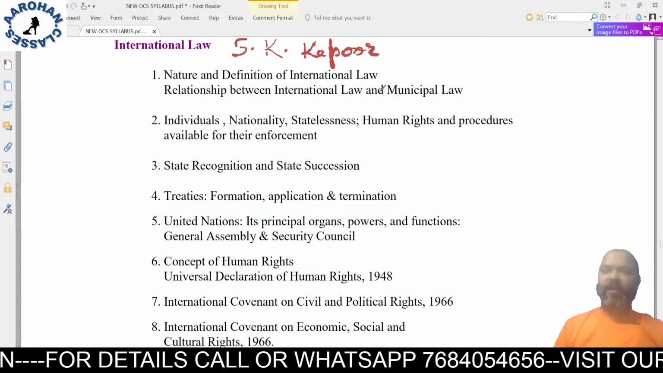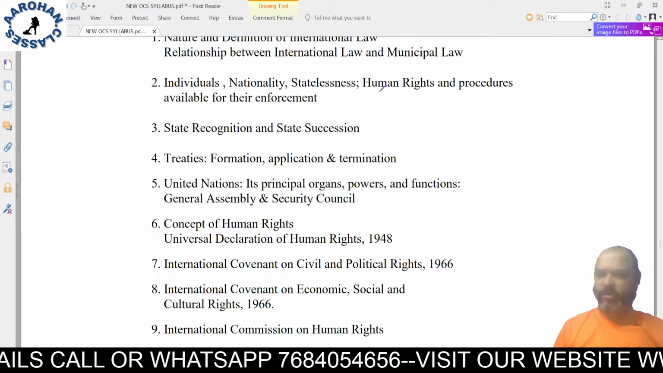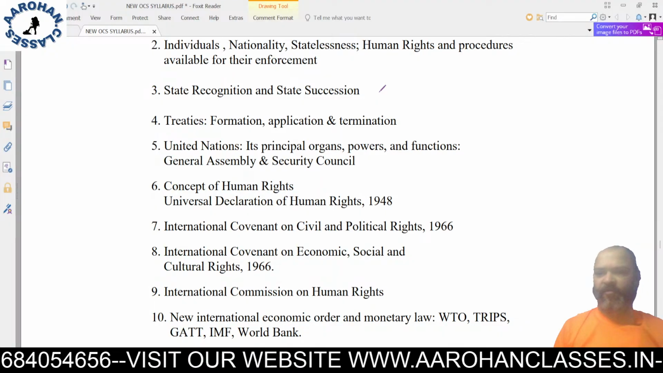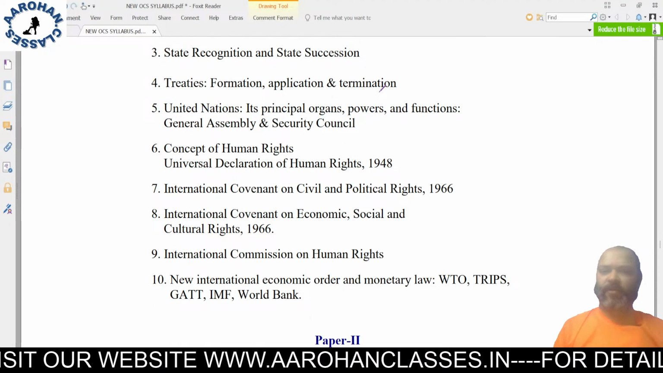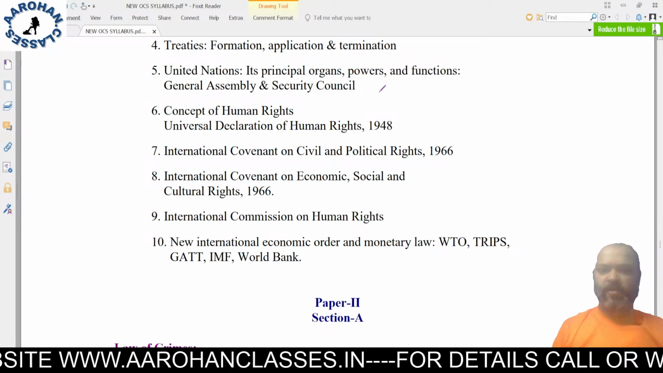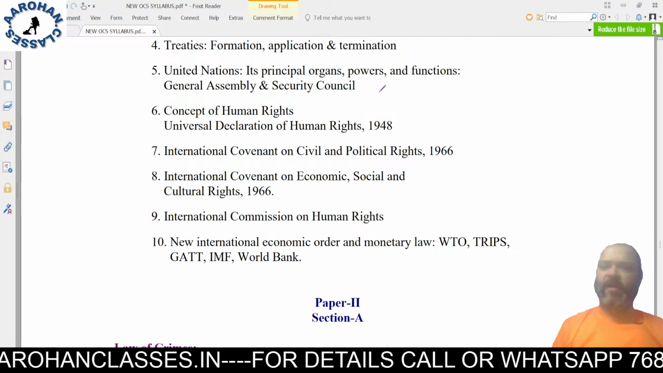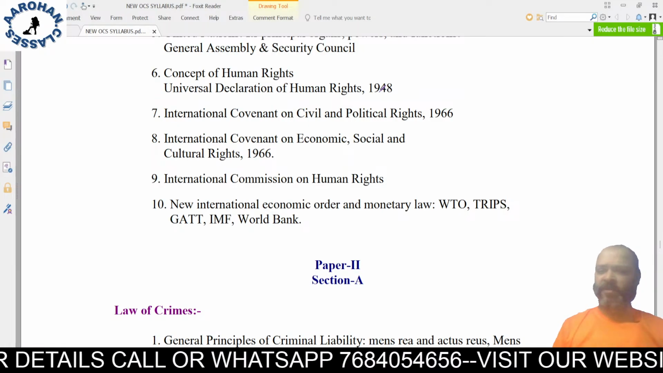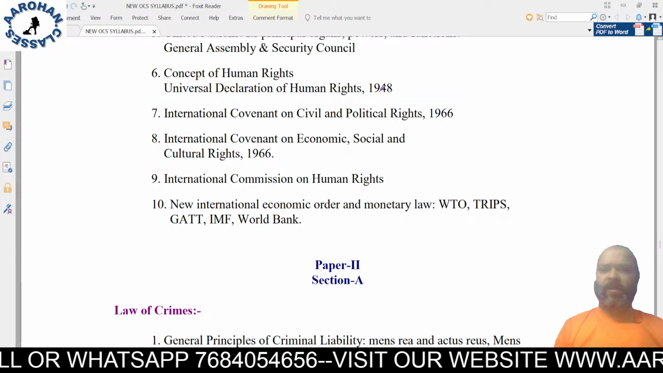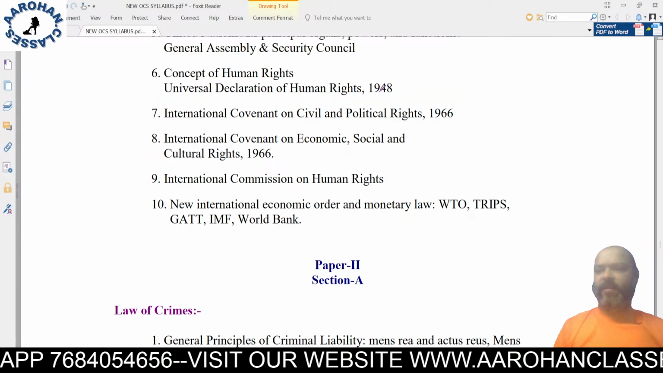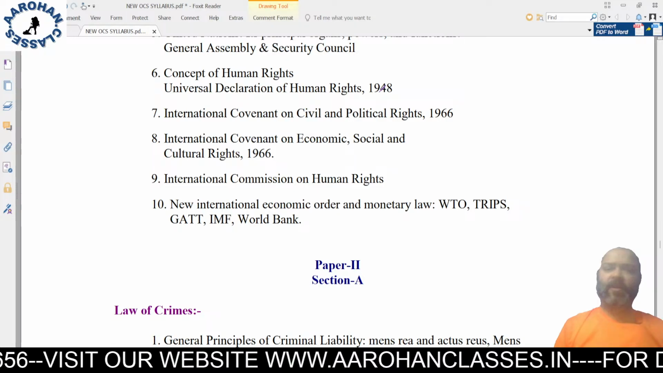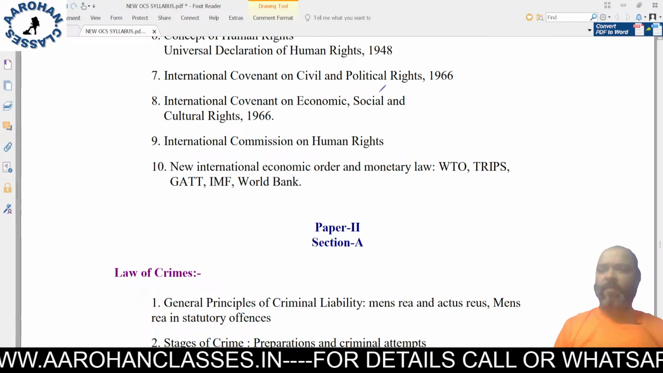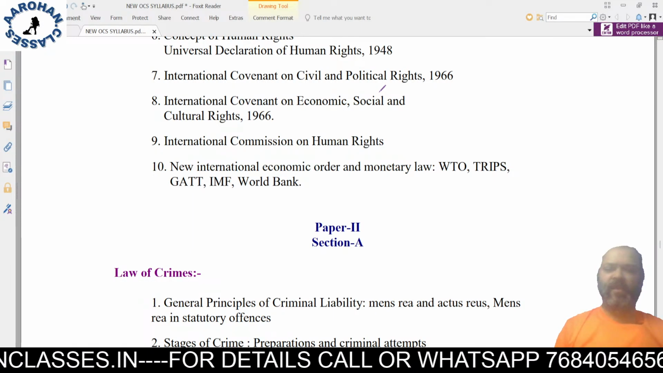Nature and definition of international law, relationship between international law and municipal law, individuals, nationality, statelessness, human rights and procedures available for their enforcement, state recognition and state succession, treaties, formation, application and termination, United Nations, its principal organs, powers and functions, General Assembly and Security Council, concept of human rights, Universal Declaration of Human Rights 1948, International Covenant on Civil and Political Rights 1966, International Covenant on Economic, Social and Cultural Rights 1966, and International Commission of Human Rights, New International Economic Order and Monetary Law, that is WTO, TRIPS, GATT, IMF, World Bank.